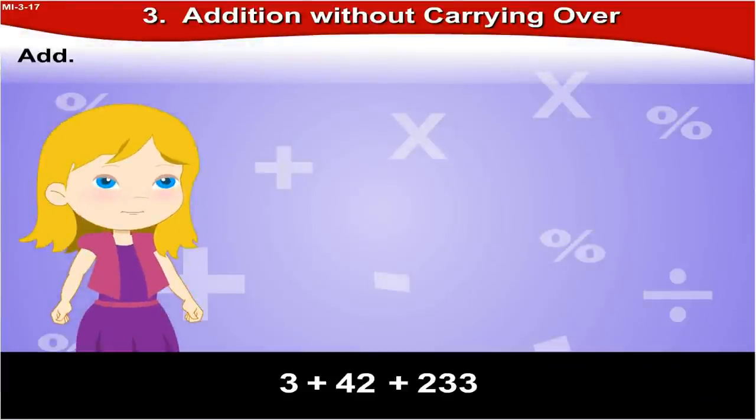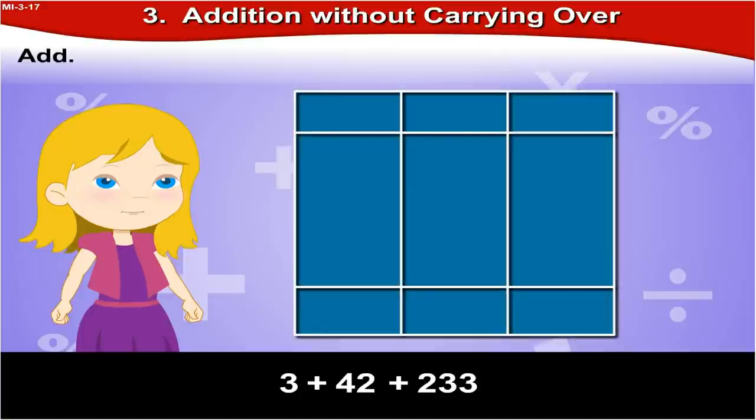Next sum is 3 plus 42 plus 233. First we'll arrange them in vertical order by writing HTU. Now 3 is 3 units, plus 42 would be 4 tens, 2 units, plus 233 would be 200, 3 tens, 3 units. If you begin the addition from the units column, 3 units plus 2 units is 5 units, plus 3 units would be 8 units.